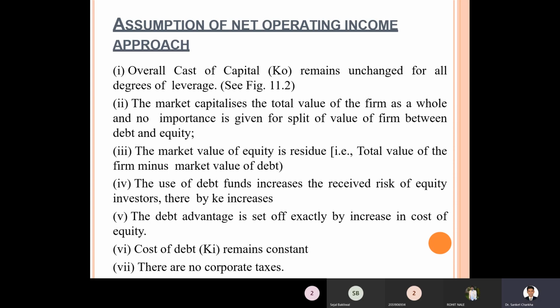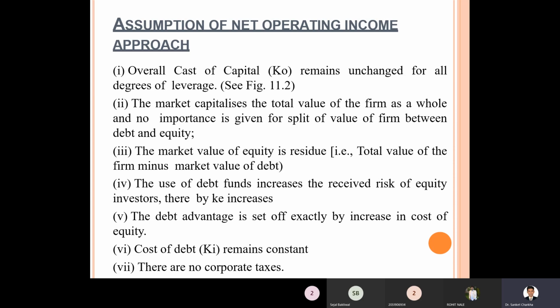Next concern, the market value of equity is a residual value. So total value of the firm minus the market value of the debt is your market value of equity. Whatever amount is left over or made available at the end is called the market value of equity. Now this market value of equity is a residual or remaining value.